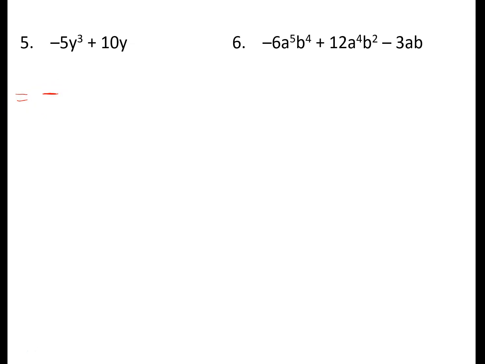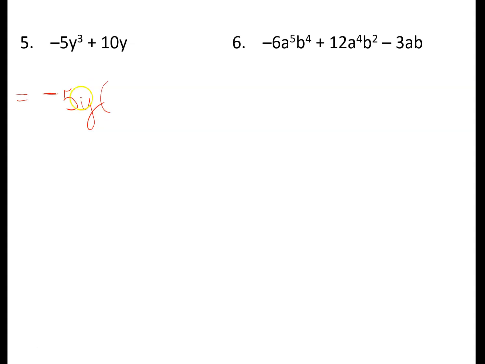Then I'll check my coefficients. I've got 5 and 10, and their greatest common factor would be 5. 5 will divide both 5 and 10. And then I look at my variables. They both have y, so I need y in my GCF to its smallest power, which is 1. So my GCF is negative 5y. Then I open.